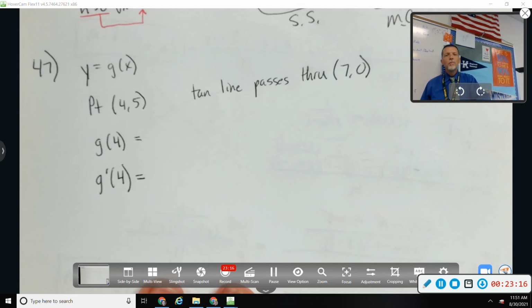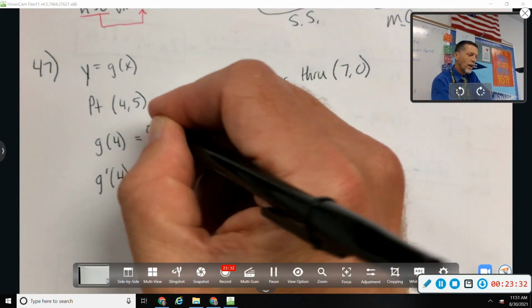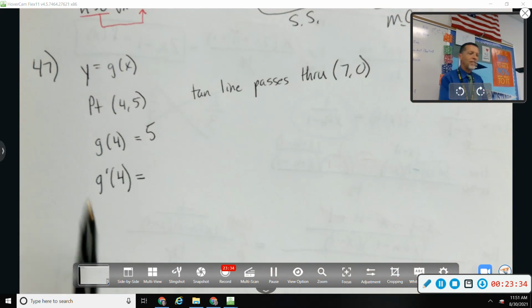People are going to be so frustrated when they miss this question on the test, because there's no work to do. I mean, there's work to think about, there's not work to do. Well, g of 4 is 5. How did you know that g of 4 is 5? Because it passes through the point (4, 5). Right, (4, 5) is on the graph because g of 4 is 5.